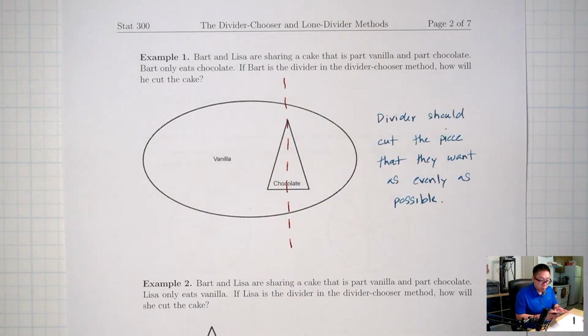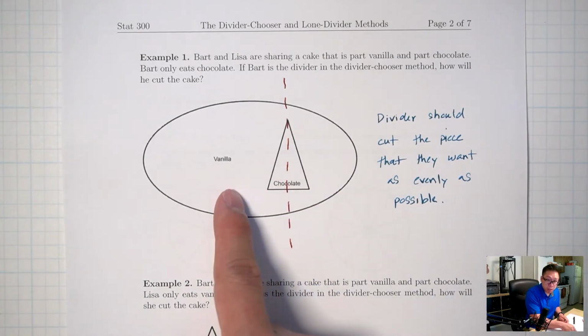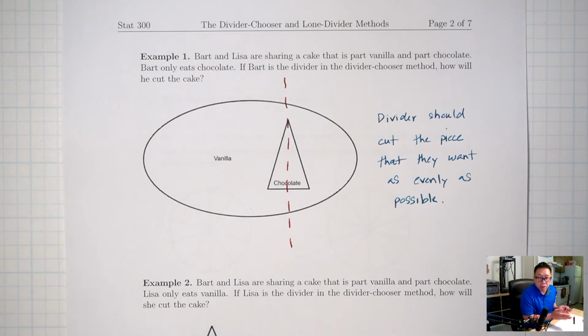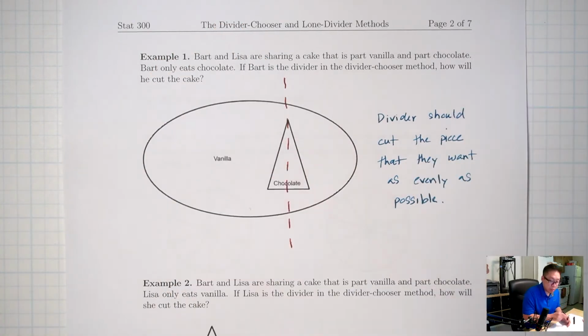Okay, for sure, there's the same amount of chocolate in either piece. If Lisa picks this piece, he's left with this piece, which has half of the chocolate and a bunch of vanilla, which he doesn't care about anyway. So he's guaranteed at least half of the chocolate. If Lisa picks the piece on the left, he gets the piece on the right, which is still half of the chocolate and some vanilla, which he just cut off.